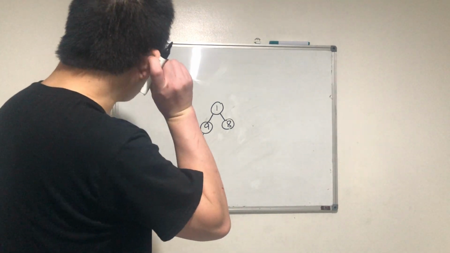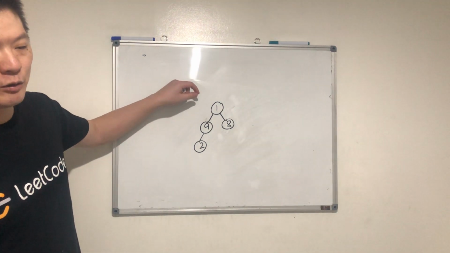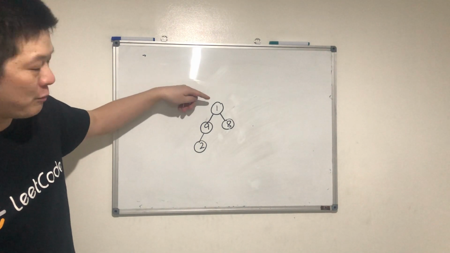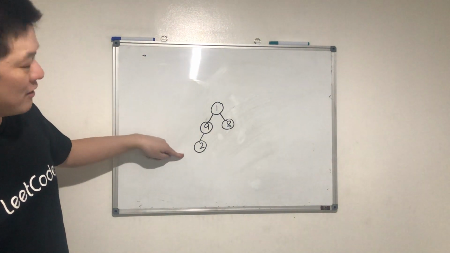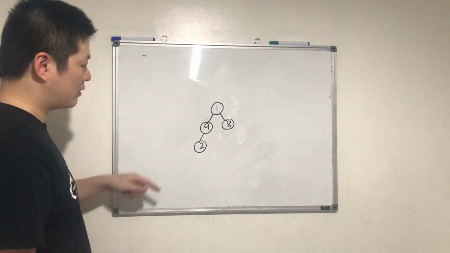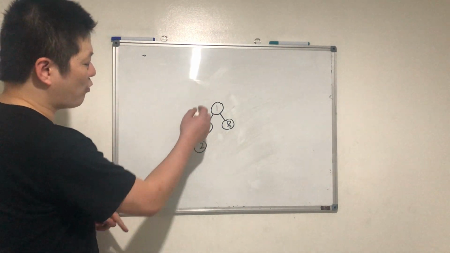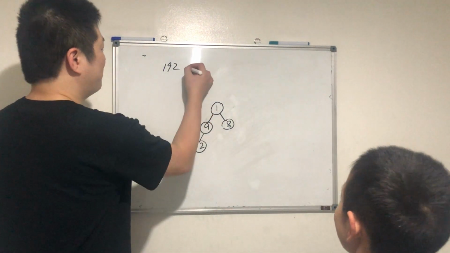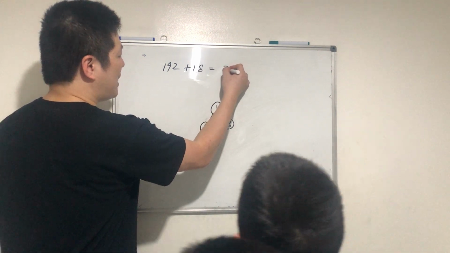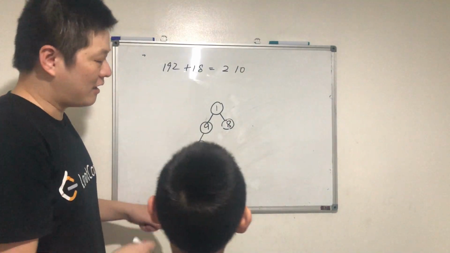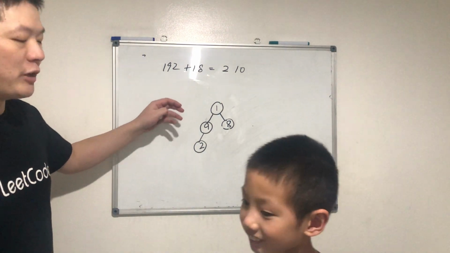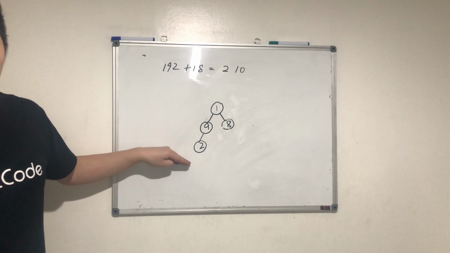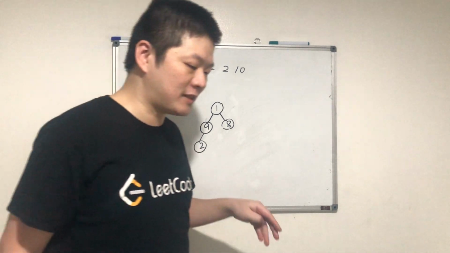Okay, so now look, if we take the numbers from the root to the leaf continuously, we get 192. And then this 18. 192 plus 18, so you got 210, right? Okay, so this is the task for today. First we list the numbers from the root to the leaf, and then we sum them together. Does it make sense?